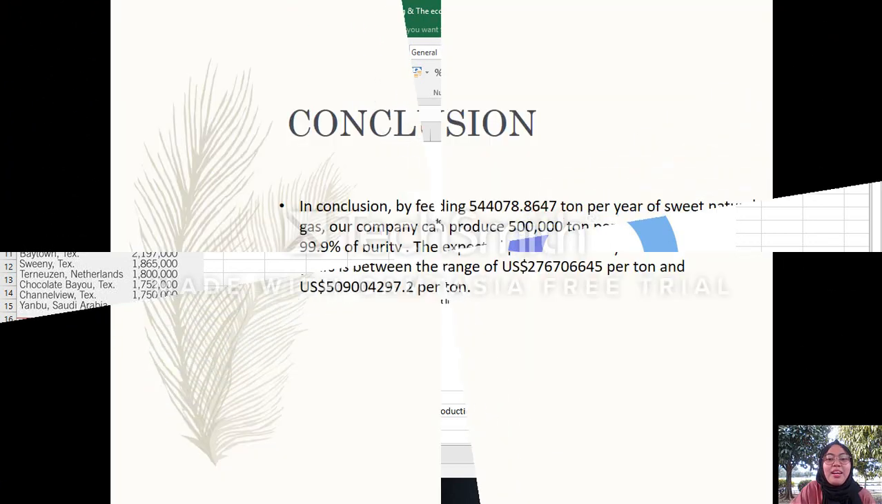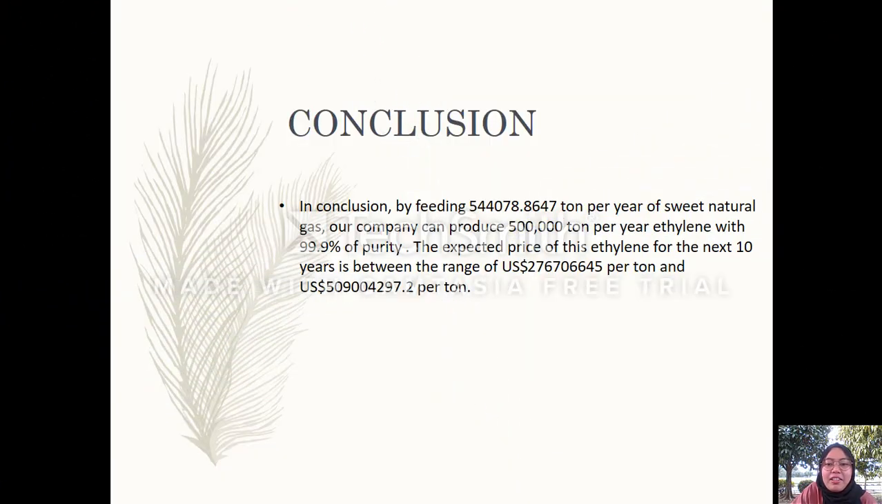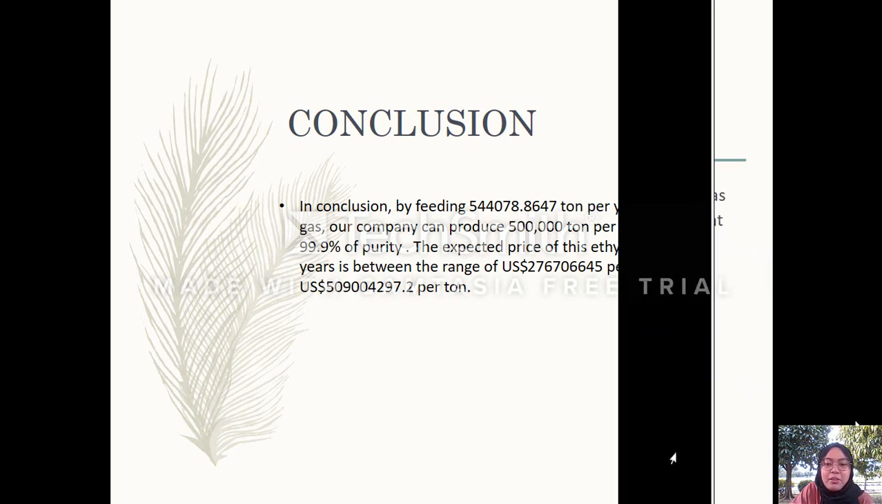Thank you so much. In conclusion, by feeding 544,000 tonnes per year of sweet natural gas, our company can produce 500,000 tonnes per year of ethylene with 99.9% purity, which is good. The expected price of this ethylene for the next 10 years is in the range of US$2.8 billion per ton to US$5.1 billion per ton.